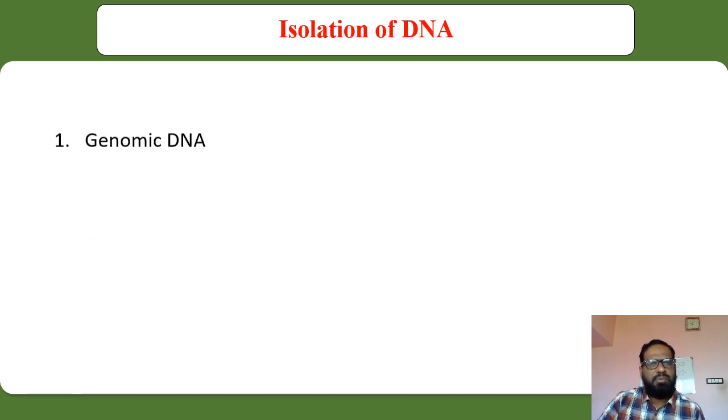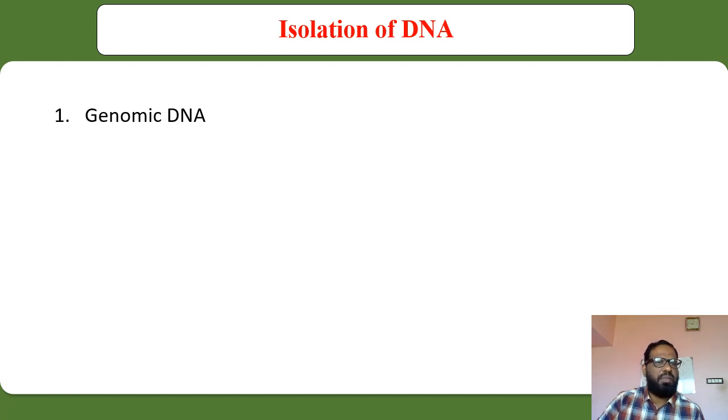First, in studying the isolation of DNA, we generally consider three different types of DNA. One is called genomic DNA. This is the DNA present in all organisms, in the nucleus, and since it contains the whole genome, it is called genomic DNA.